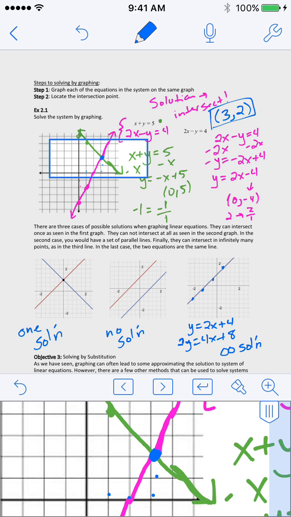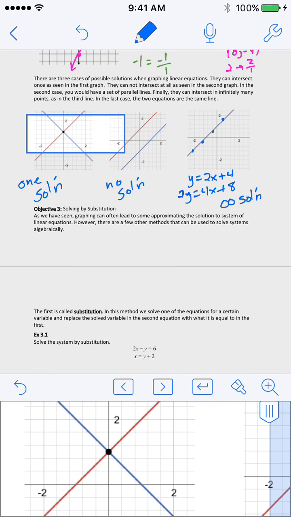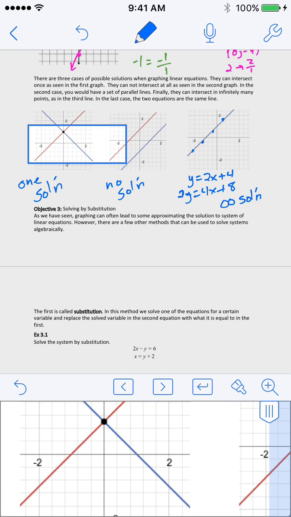Here we lucked out and it actually managed to cross at a point of two lines, but sometimes it won't. Sometimes in something like this, I mean, even there, you can see it's halfway in between two lines, and that's not really the easiest, the most accurate to call a solution.